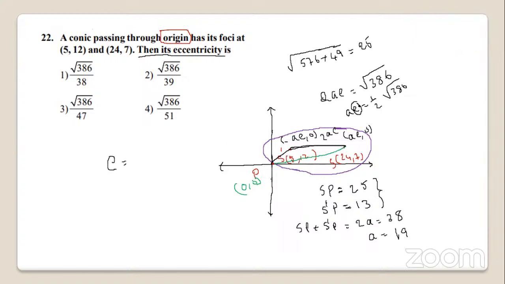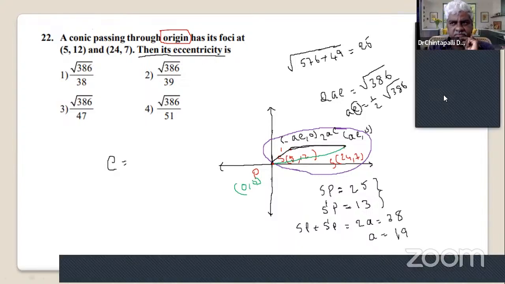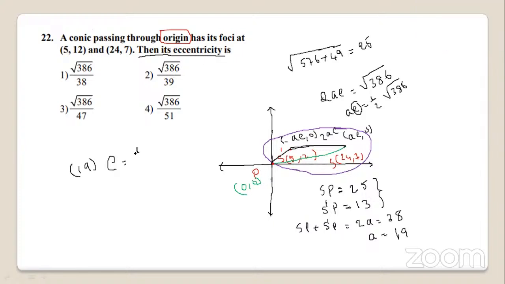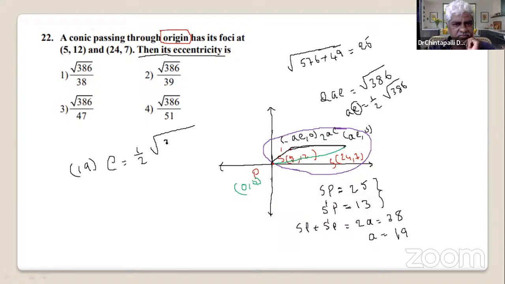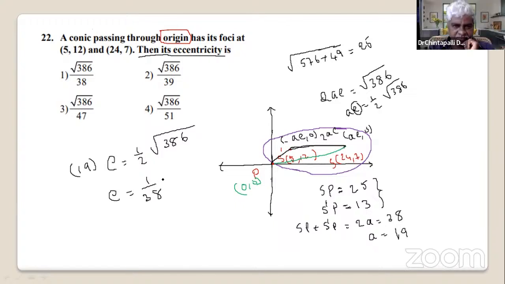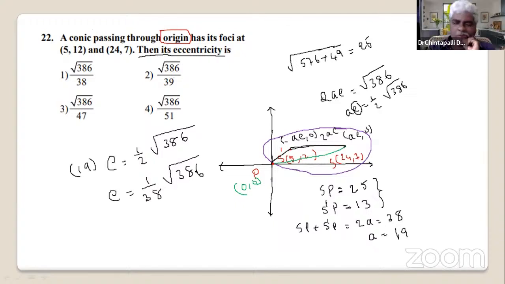So A is 19, and AE is equal to 1 by 2 root of 386, right? Yes. So E is equal to that divided by A. 19 times E is equal to 1 by 2 root of 386. So E is equal to 1 by 38 root 386. So option 1, sir.